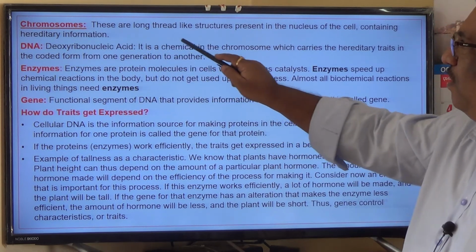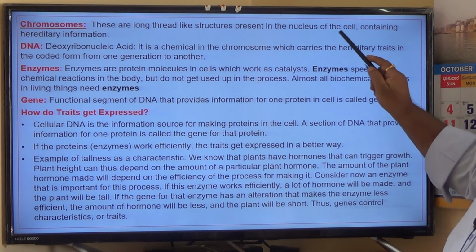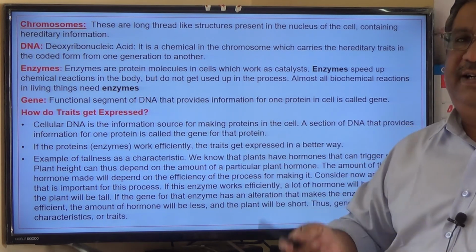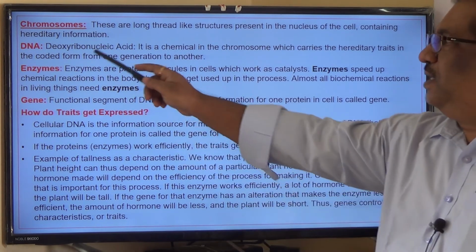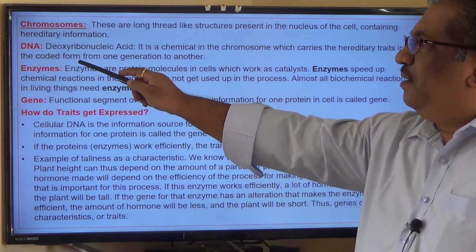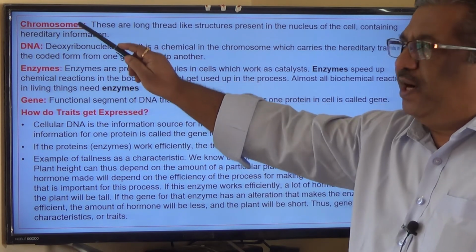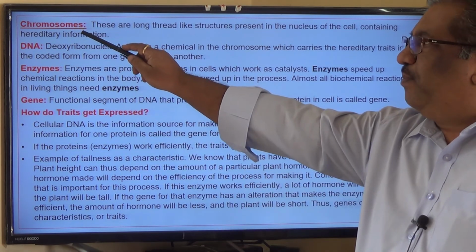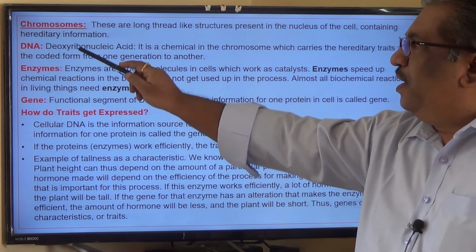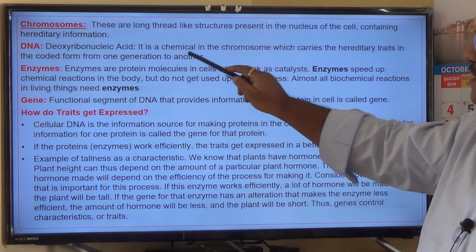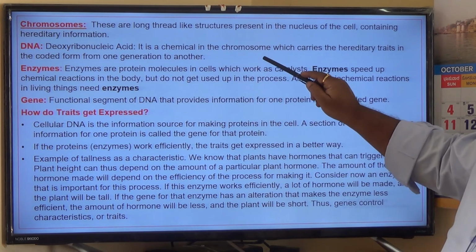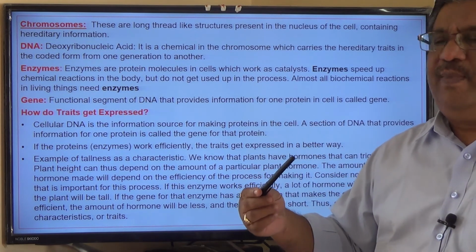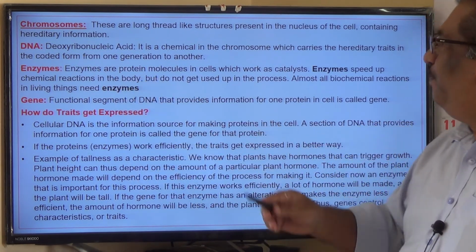So these are long thread-like structures present in the nucleus of the cell, containing the hereditary information. What is DNA? See, these chromosomes are made up of DNA molecules. In simple terms, chromosomes are made up of DNA molecules. So deoxyribonucleic acid, it is a chemical molecule in the chromosome, meaning the chromosome is basically a thread-like structure made up of DNA molecules.